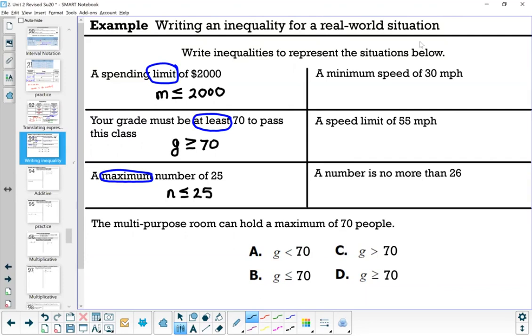A minimum speed. Generally on a highway, if you drive too slow, you can also get a ticket. If you drive too fast, you can get a ticket, but if you drive too slow, you can get a ticket too. So the speed, I don't like using S for a variable, but I'll use it here. The speed is greater than or equal to 30. All right, a speed limit. Many places on 95, the speed limit is 55 miles per hour, meaning that's a maximum. So the speed limit is less than or equal to 55.